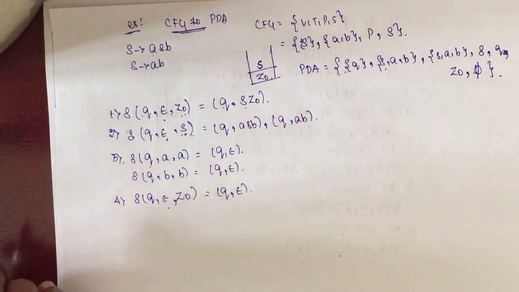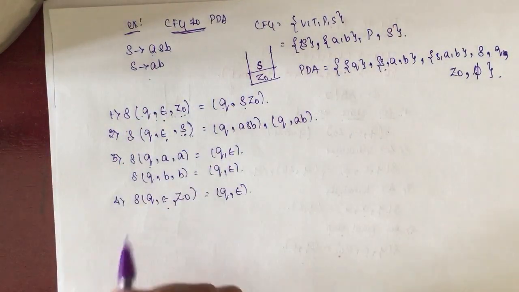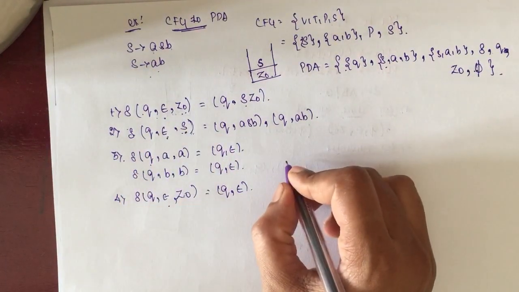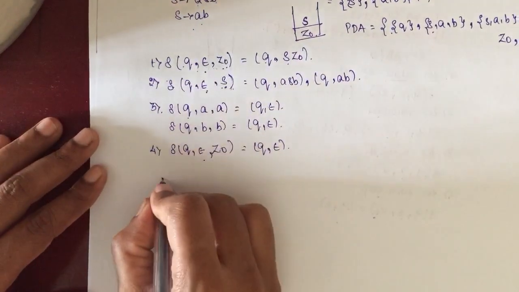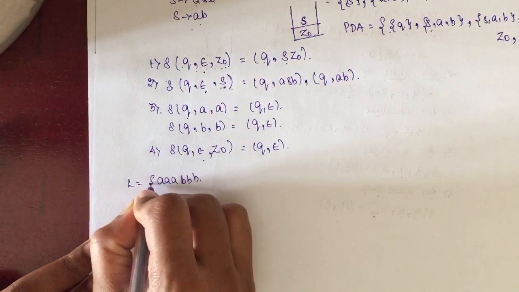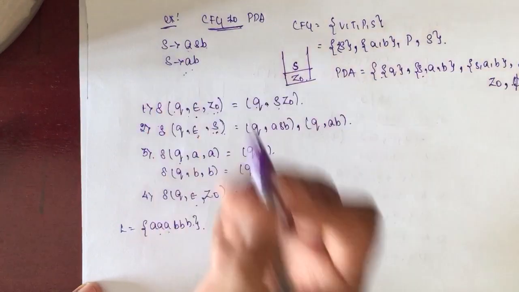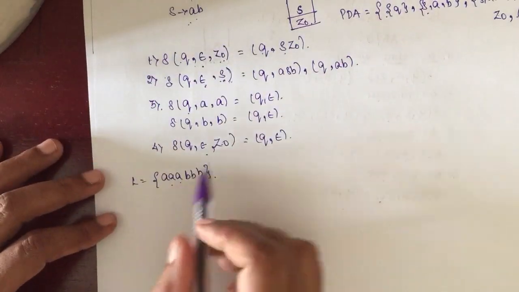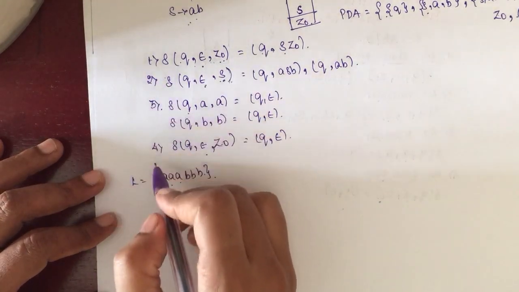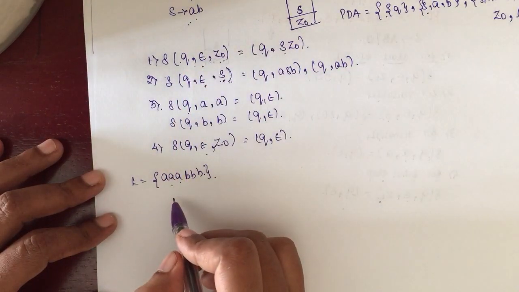Now what we are going to do, we are going to take one string which is derivable with the help of the grammar. Okay, I am going to take triple A, triple B, with which this string is derivable. The language is derivable with the help of this grammar, right? So I have taken this example, and I am going to check with the help of this PDA transition function whether with the help of this grammar this language is derivable or not, right?